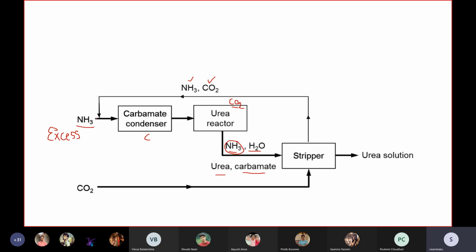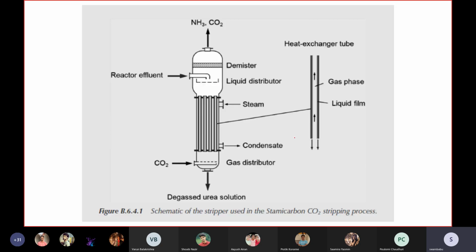Then it mixes with the reactants and goes to the carbamate condenser, and is recycled back. This way, the complete utilization of ammonia takes place. That way, we get the urea solution out, and all the unreacted reactants go back. So how do we achieve this stripping and reaction followed by it?